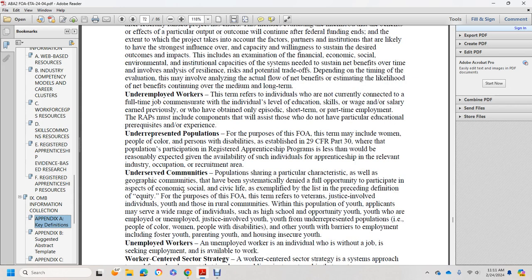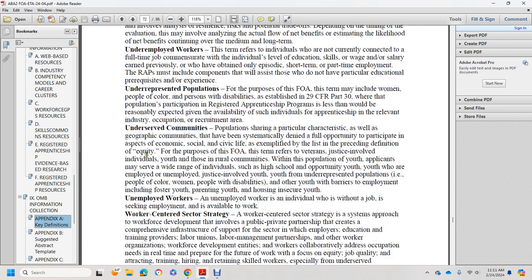Underrepresented population. For the purpose of this funding opportunity announcement, the term may include women, people of color, and persons with a disability, as established in Title 29, Part 30, where the participation in registered apprenticeship is less than would be reasonably expected given the availability of such individuals for apprenticeship in the relevant industry or occupation recruitment area.